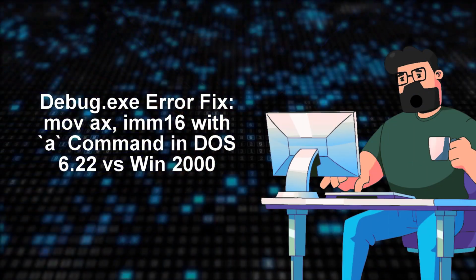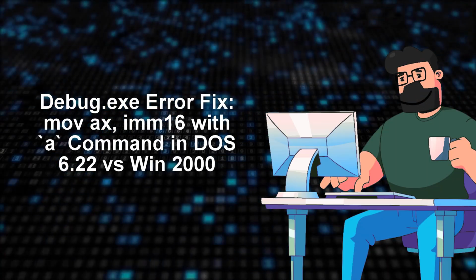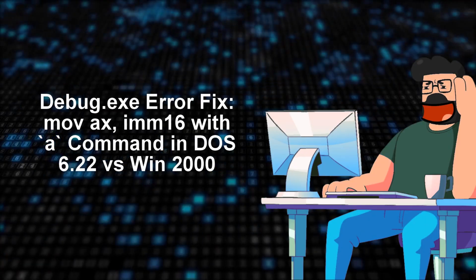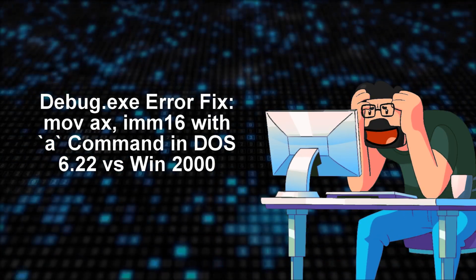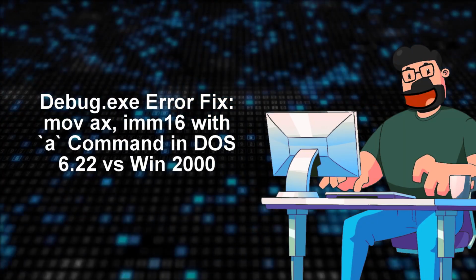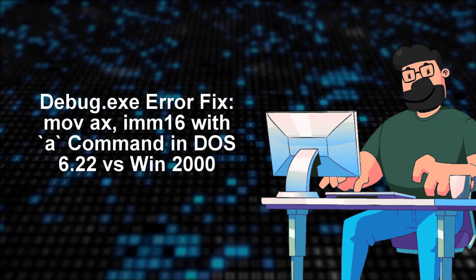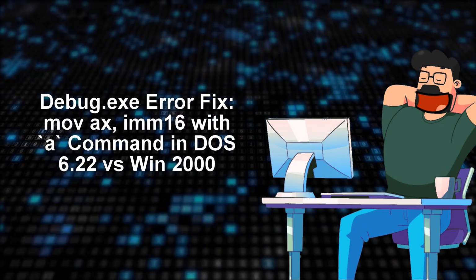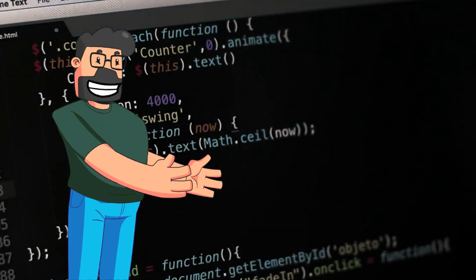In summary, we learned that overwriting arbitrary memory in MS-DOS 6.22, especially when using Debug.exe, can lead to unexpected behavior due to the shared memory space. By understanding the limitations and best practices for memory manipulation in DOS, we can avoid errors like the one encountered in this scenario.